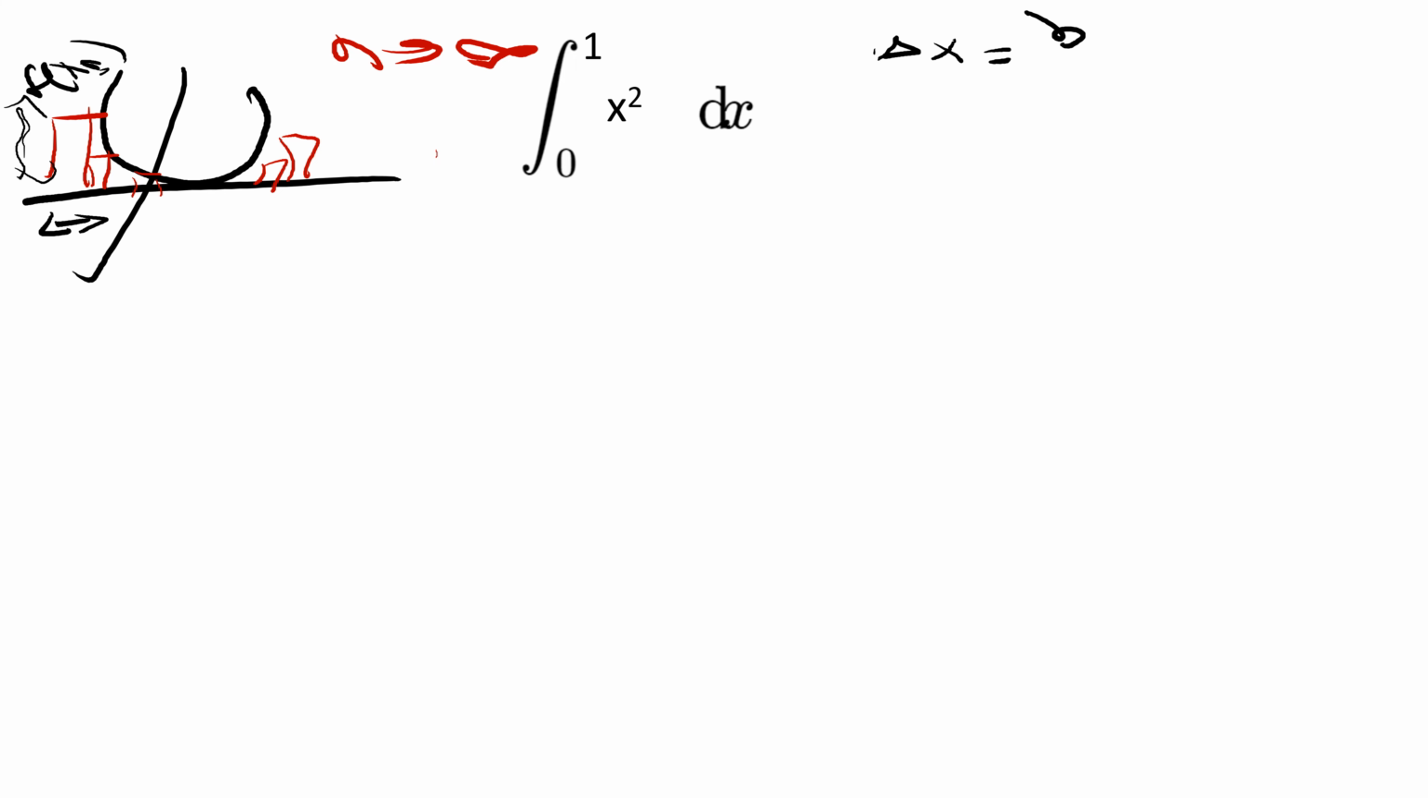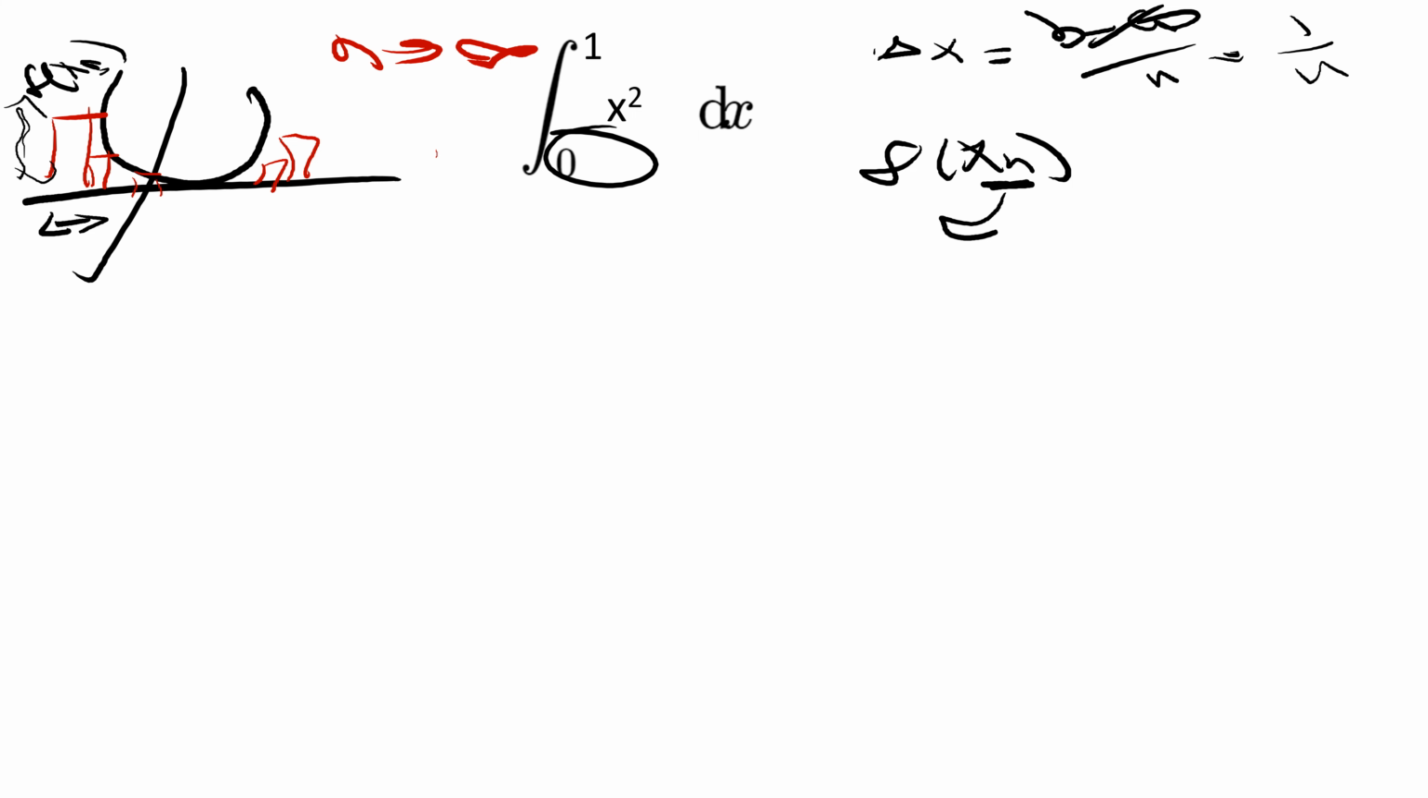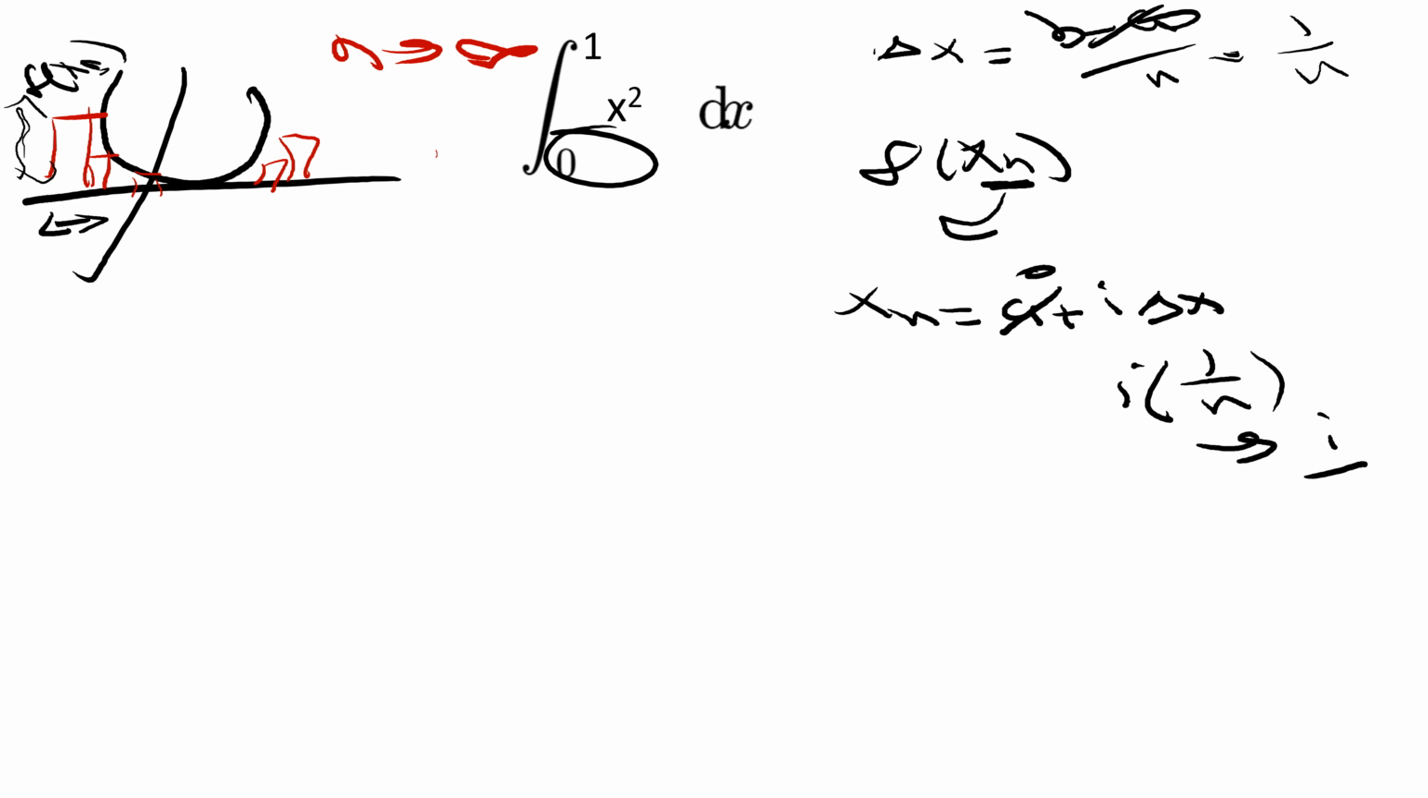So delta x equals b minus a divided by n. A in this case is 0, so get rid of a, b is 1, so it will be 1 over n. And then for the height, I would use f of xn. But first I want to find the xn. I would use the right endpoint, which would be xn equals a plus i delta x. A is 0, and delta x, which is 1 over n, so it's just the same as saying i over n.